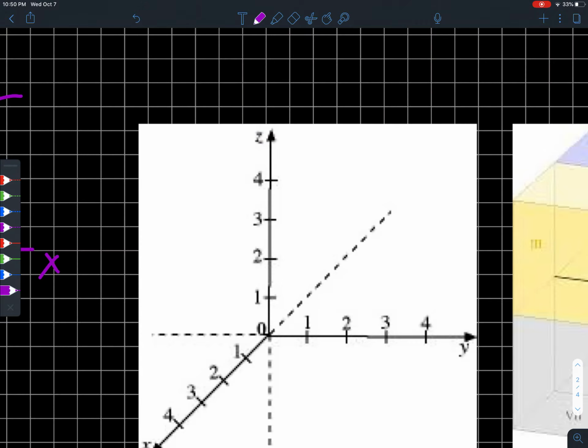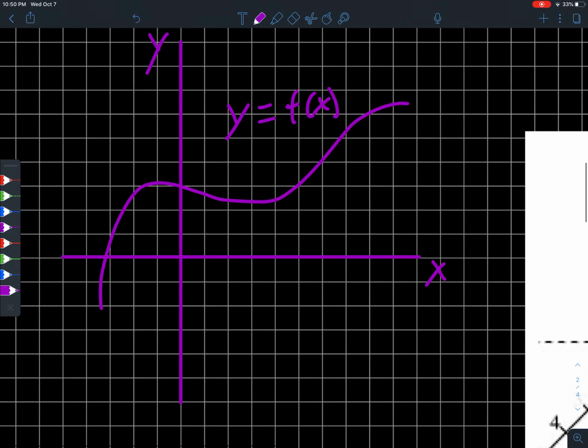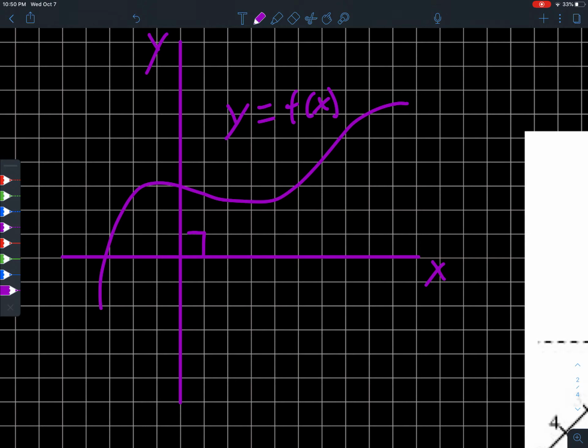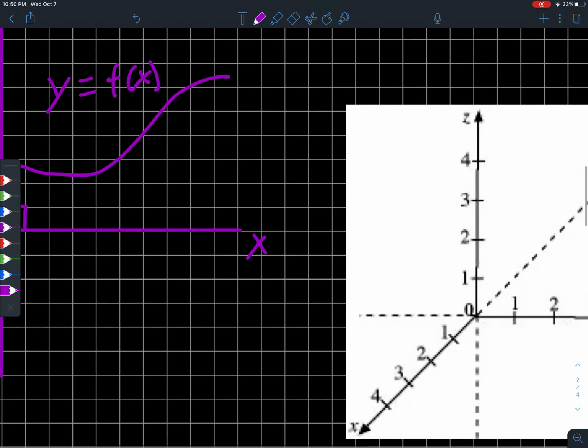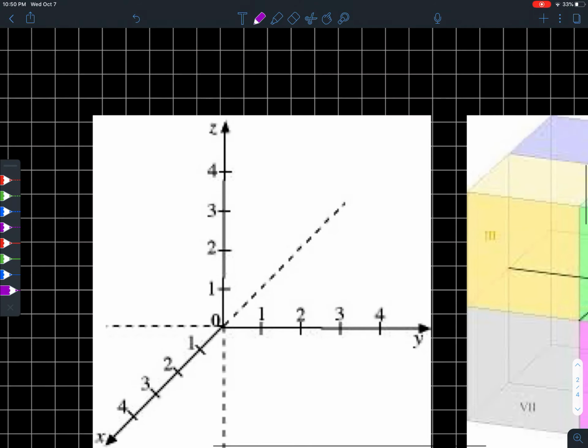All right. So what are some properties of the Z-axis? In the same way that the X-axis is perpendicular to the Y-axis, the Z-axis is perpendicular to the Y-axis. The Z-axis is also perpendicular to the X-axis. It's perpendicular to both of them. It is the axis which is perpendicular to both the X and Y axis. That is its definition.